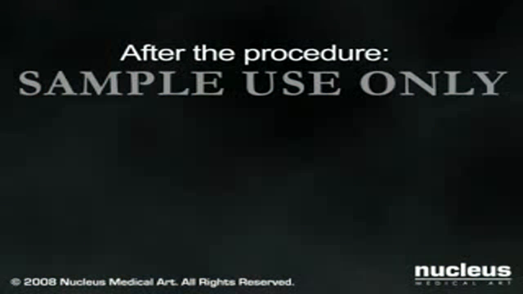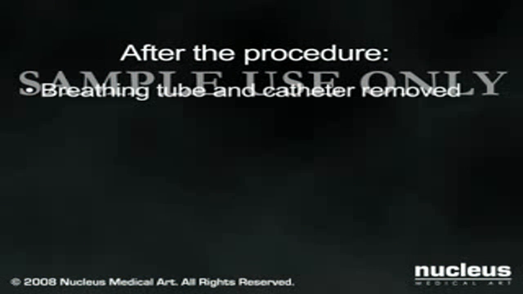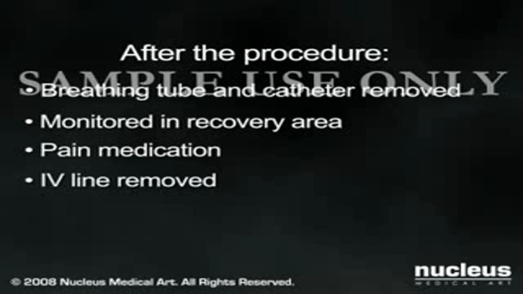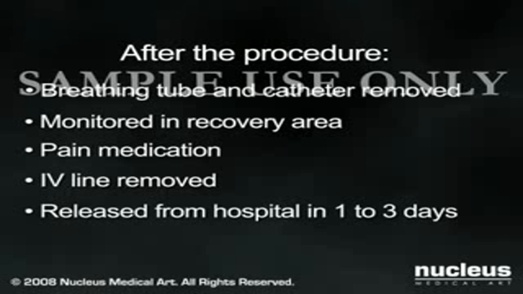At the conclusion of the surgery, your breathing tube and catheter will be removed, and you will be taken to the recovery area for monitoring, where you will be given pain medication as needed. When you are able to drink liquids, your intravenous line will be removed. Most patients can leave the hospital within 24 hours.